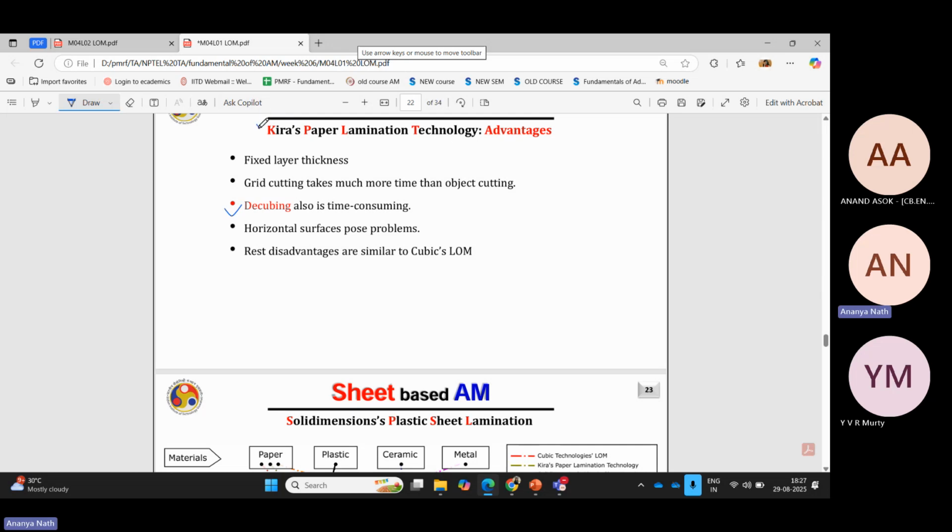So Kira's paper lamination should be comparatively less costly, but you cannot directly relate because there you are using a laser, which needs some cooler and other arrangements also. But here for the knife, you are using a complete CNC machine and a heater also. So it's comparable, but still Kira's paper lamination will be less costly than the LOM technology.